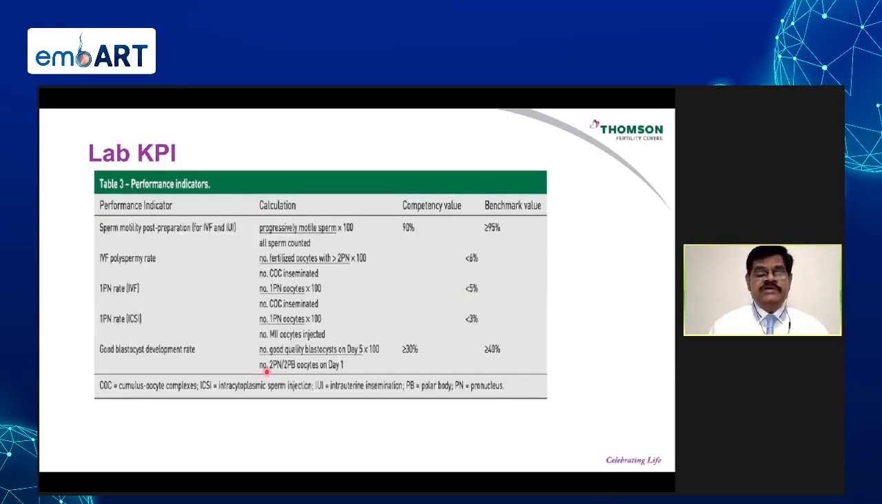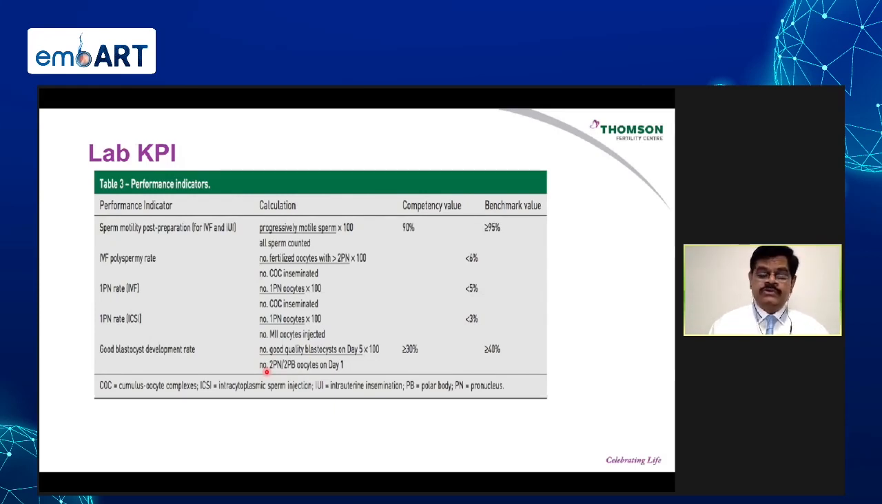And the other performance indicators, actually, when you start doing the sperm preparation, you also have to look at the sperm motility post-preparation, either for IVF or IUI or even for ICSI. Anyways, this is not a great index for ICSI. So you have to see how many progressively motile sperm there are, upon all sperm counted, and calculate the percentage. So if you achieve 90% sperm motility post-preparation, you are actually competent. And if you achieve more than 95%, you are setting a benchmark. You have met the benchmark actually.